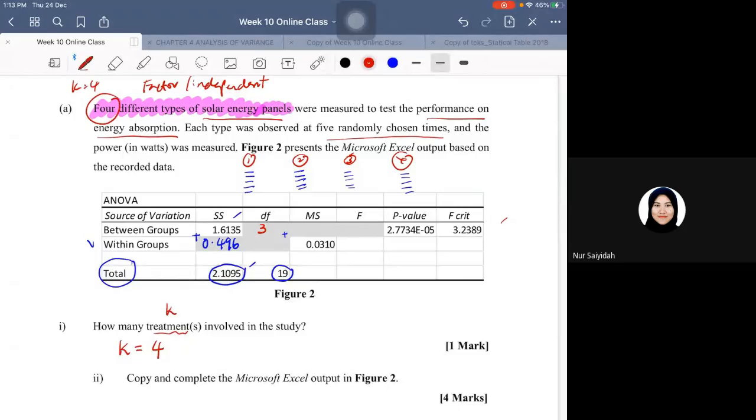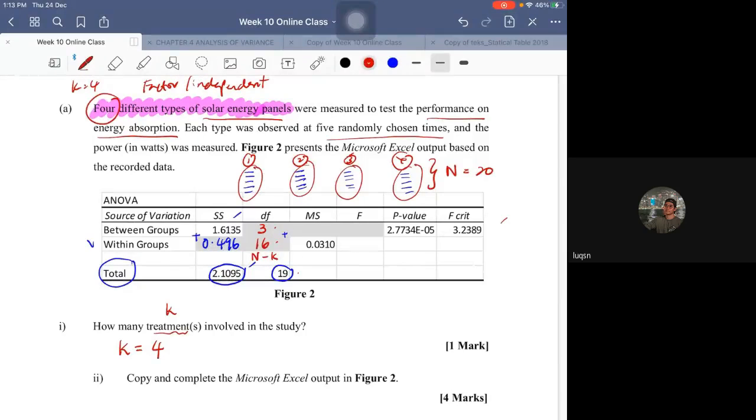So within group is going to be a formula of capital N minus K. So can anyone tell me the value? What is capital N minus K? 16. So it's going to be 16. That's right. Why is it going to be 16? Because our grand total of sample is going to equal, for each category, 5 samples. 5 multiplied by 4, that is going to equal 20. So 20 minus 4, that is going to equal 16. That's right. Or you can even check that 3 plus 16 is going to equal 19.